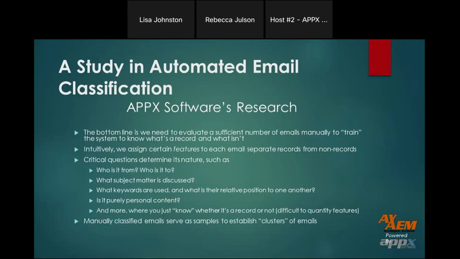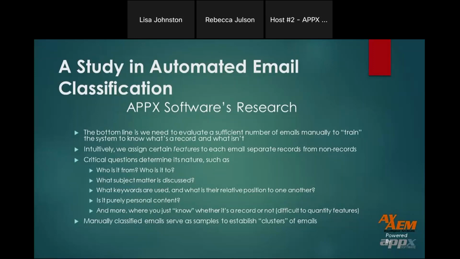And some of the questions that we ask ourselves is, who is the email from? Who is it to? What is the email talking about? Are there any key words that are in the email, and what is their relative position to one another? Is it purely personal content, or is it actually maybe a mix of content?